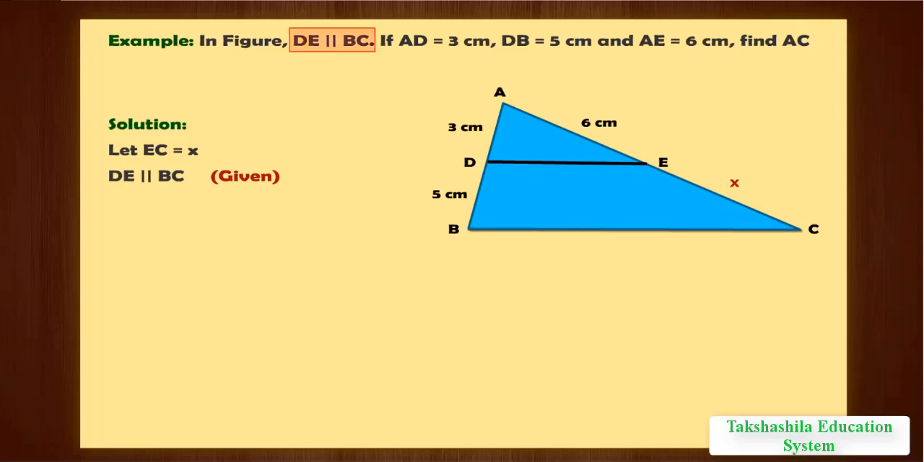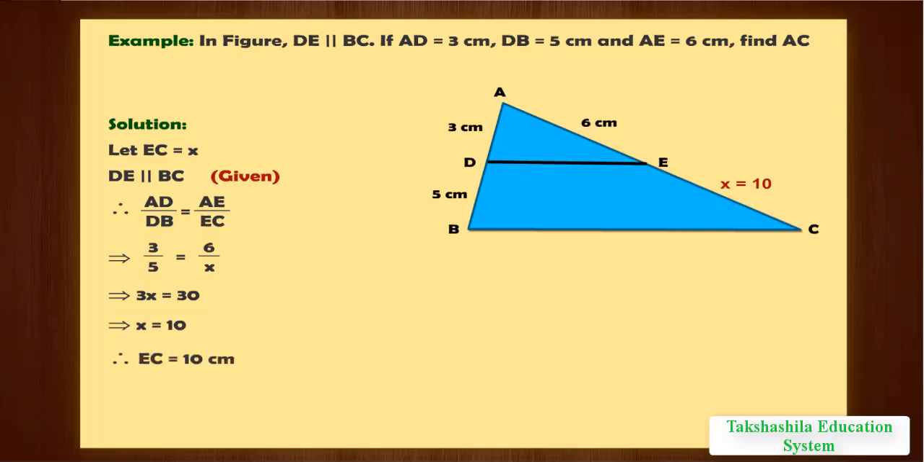DE is parallel to BC, as given in the problem. Therefore, AD upon DB is equal to AE upon EC by BPT, which implies 3 upon 5 is equal to 6 upon x. This gives 3x is equal to 30. Dividing throughout by 3, we get x is equal to 10. Therefore, EC is equal to 10 centimeters, and AC is equal to AE plus EC, which is 6 plus 10, equal to 16 centimeters.